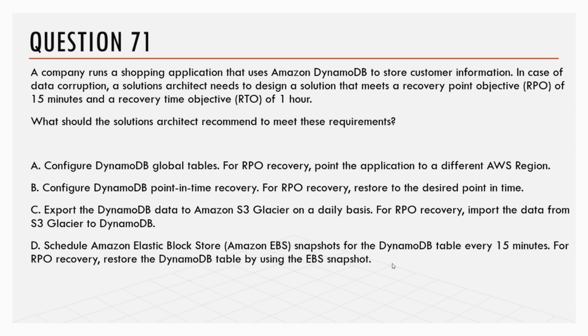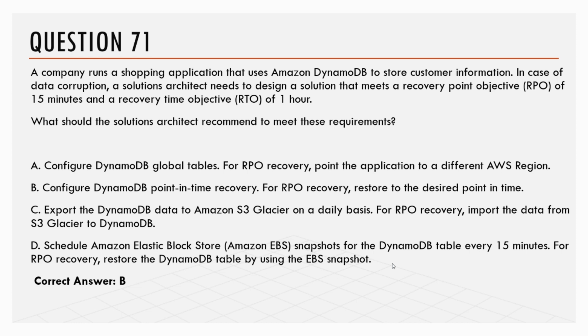And the options are A, configure DynamoDB global tables. For RPO recovery, point the application to a different AWS region. Option B, configure DynamoDB point in time recovery. For RPO recovery, restore to the desired point in time. Option C, export the DynamoDB data to Amazon S3 Glacier on a daily basis. For RPO recovery, import the data from S3 Glacier to DynamoDB. Option D, schedule Amazon Elastic Block Store snapshots for the DynamoDB table every 15 minutes. For RPO recovery, restore the DynamoDB table by using the EBS snapshot.